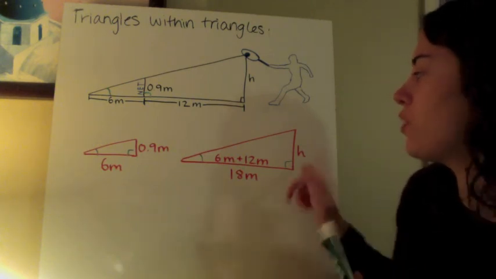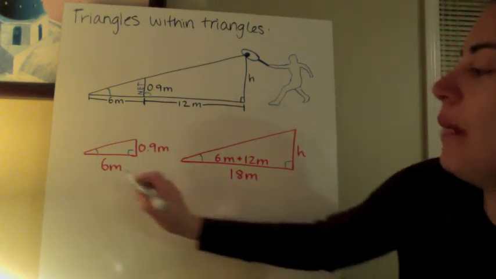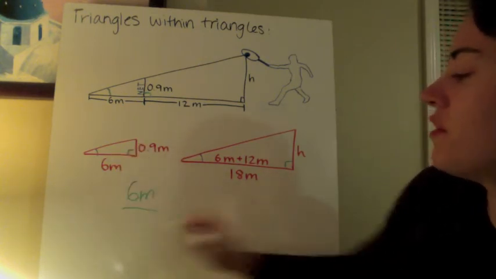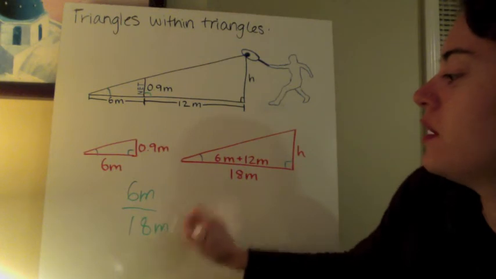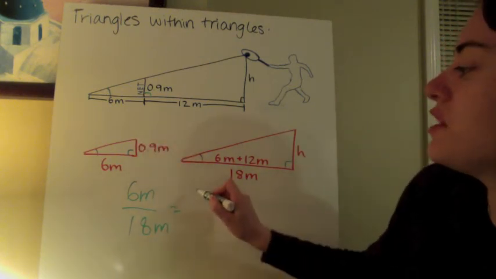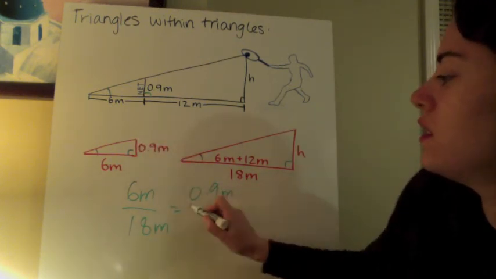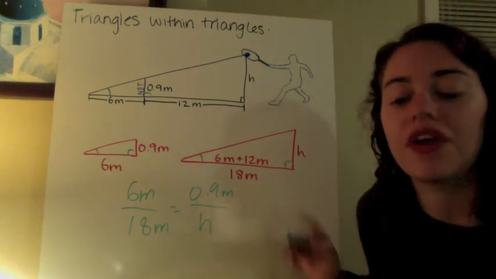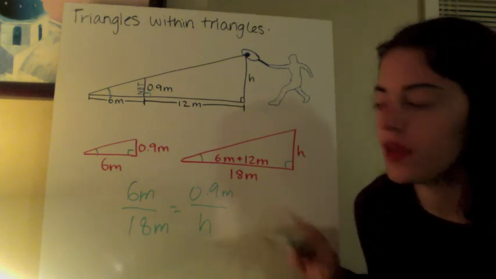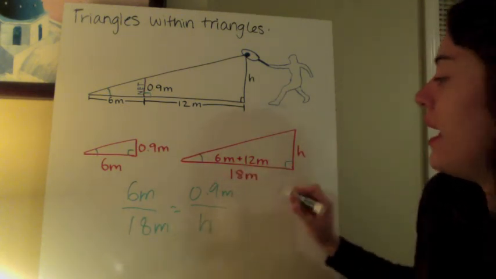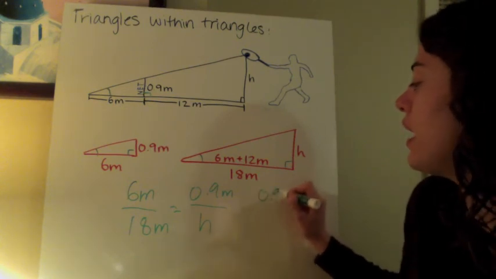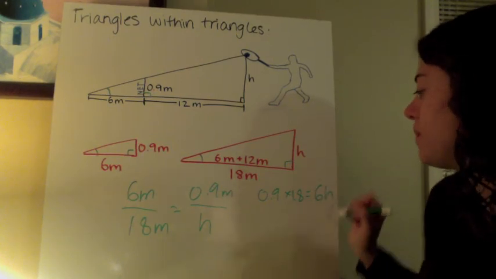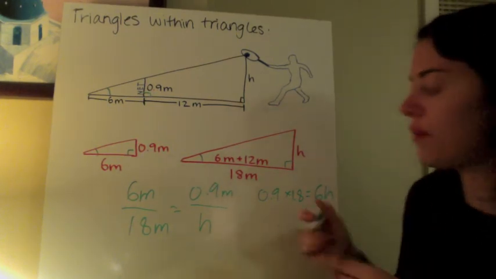Now I need to set up a proportion to find h. I'm going to set up the bottom of my small triangle over the bottom of my large triangle is going to be equal to the height of my small triangle over the height of my large triangle. And again, there are so many ways to set up this proportion. So now I'm going to cross multiply and end up with 0.9 times 18 is going to be equal to 6h. And you guys can solve that on your own to figure out what h is.